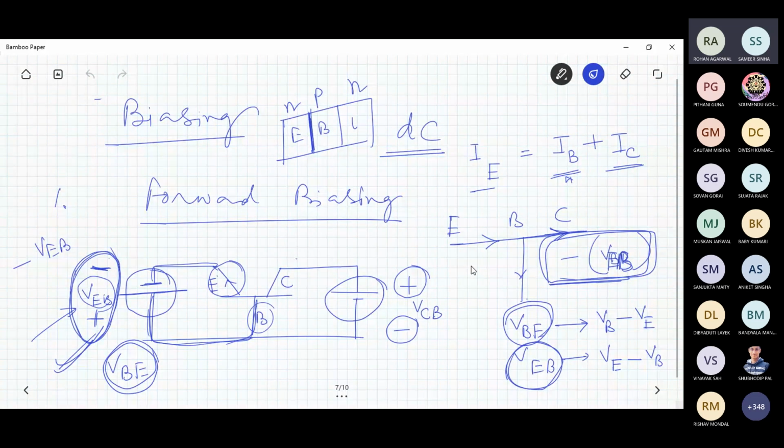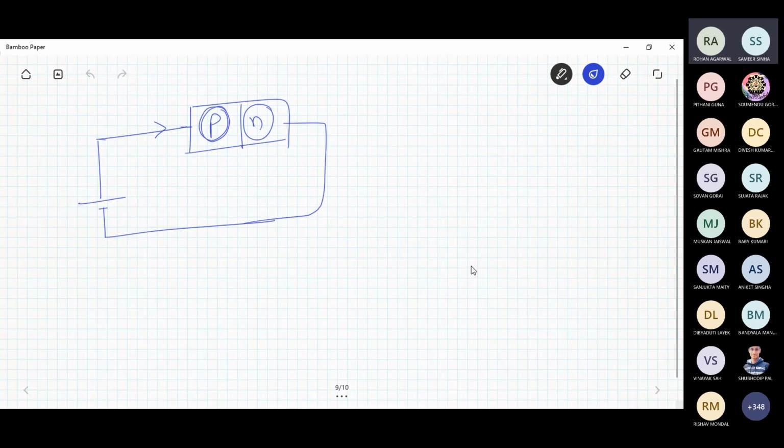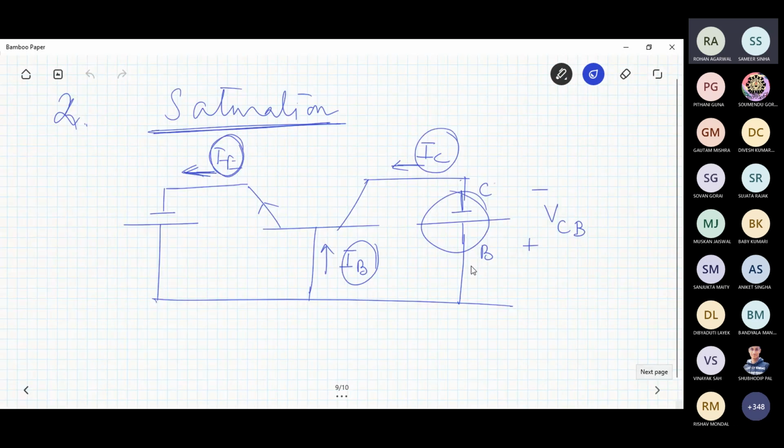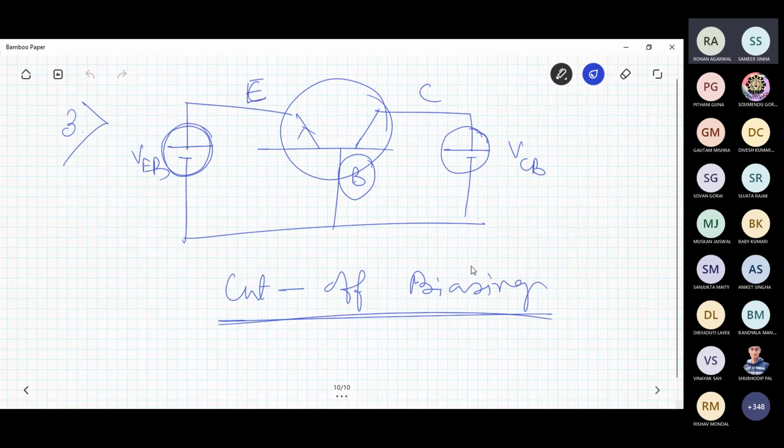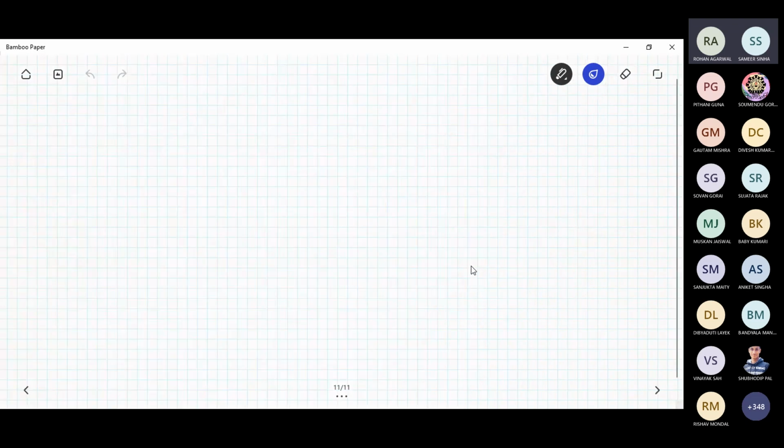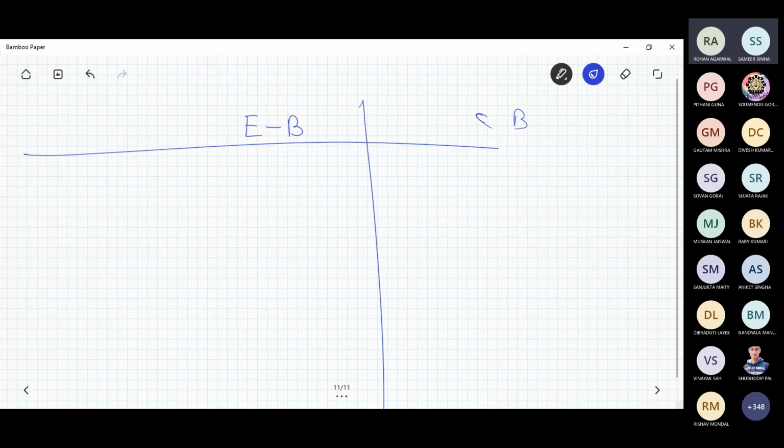Forward biasing, in some textbooks you will find it written as forward active biasing or active biasing. So these are all the same nomenclature. I have put it in a single statement: one is forward, second one is saturation, third one is cutoff. Now, what are the different junction bias conditions? You have two different junctions: one is the emitter junction, one is the collector junction.